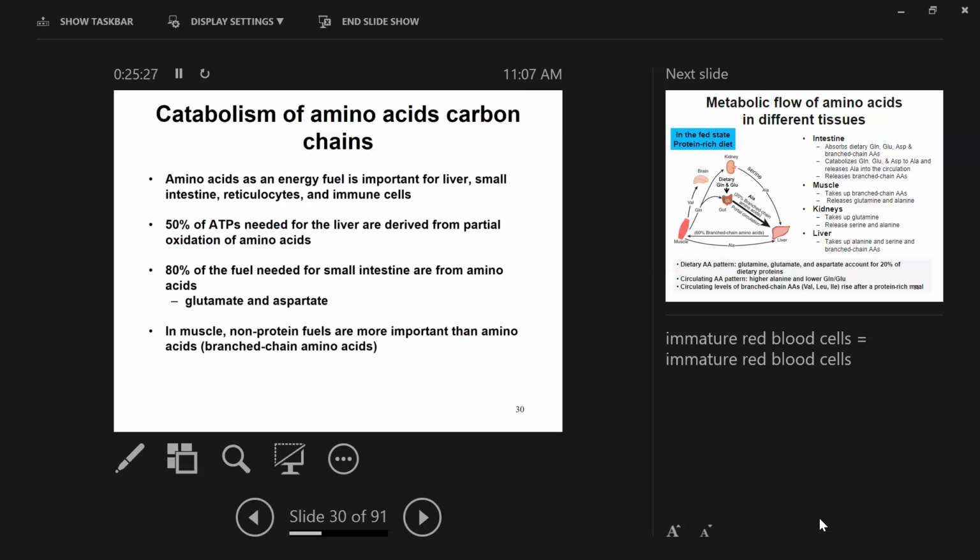Just so you know the information. All right, any questions? These two slides are just the overall picture of amino acid metabolism as energy fuel and how they are metabolized in the different tissues.